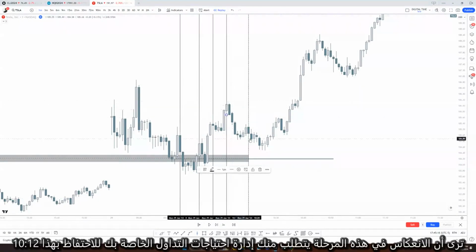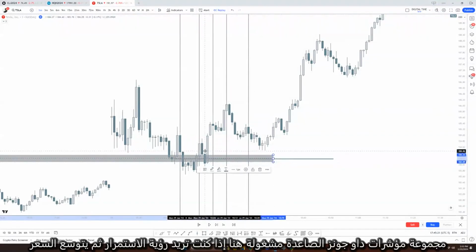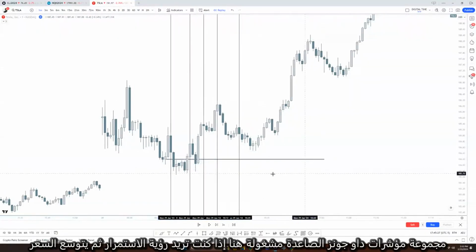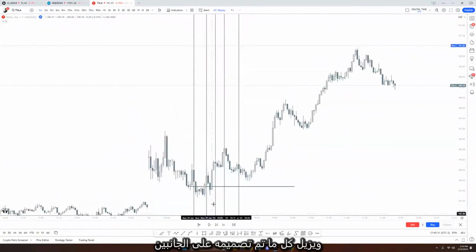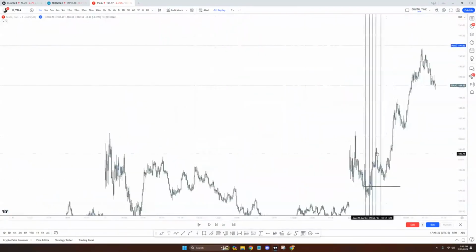10:12, you see that reversal. At this point, you need to be managing your trade. It needs to hold this bullish PD array, this BISI right here, if you want to see continuation. And then price expands and takes out all that engineered buy side.